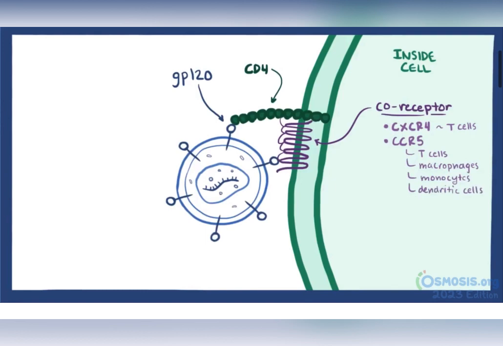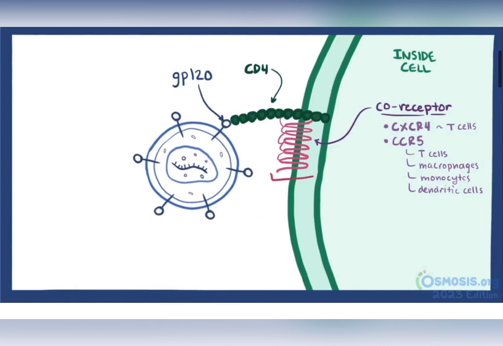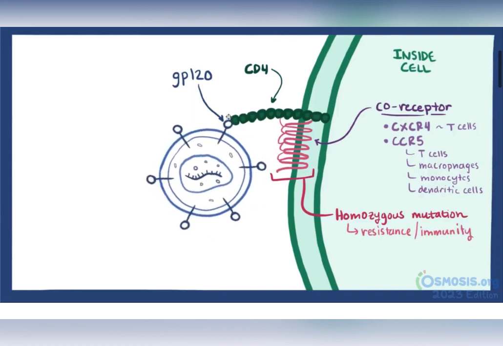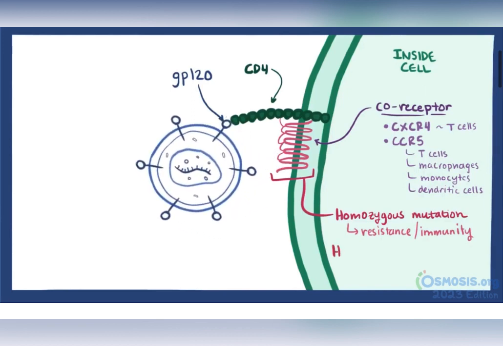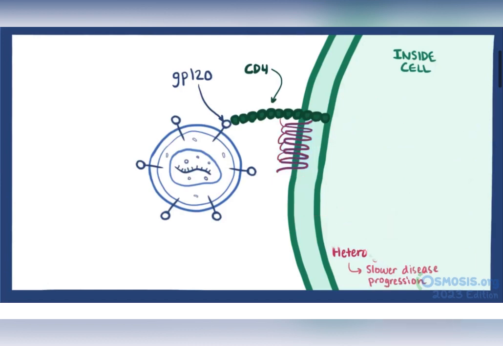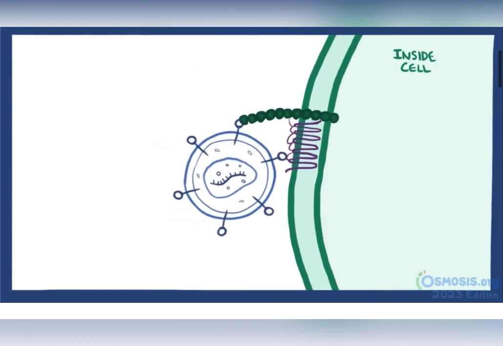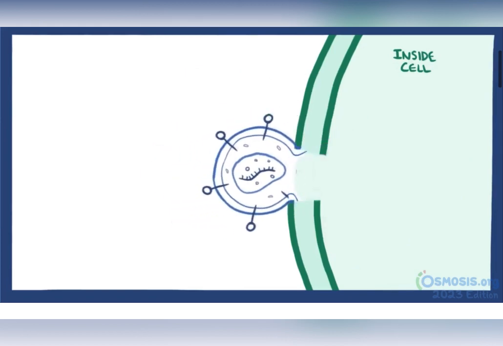These co-receptors are so important for HIV that some people with homozygous genetic mutations in their CCR5 actually have resistance or immunity to HIV, since HIV can't attach to them and get into the cell. In fact, even heterozygous mutations, which lead to fewer co-receptors on the cells, can make it harder for the virus to spread and result in a slower disease progression.